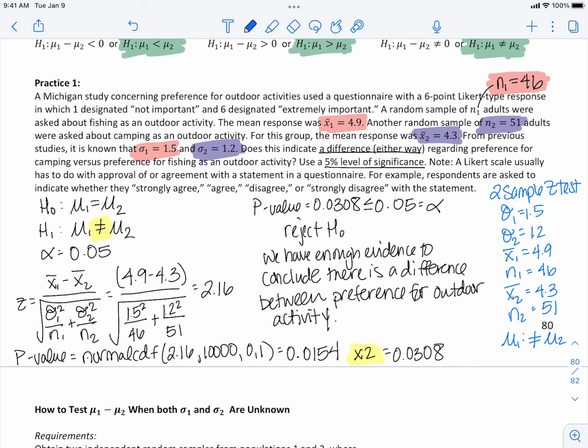And then when you go down to calculate, you'll see the calculator does the multiplying by 2 for you for the p-value. So we end up getting the same z-value, 2.16, and the same p-value, which will give us the same conclusion.